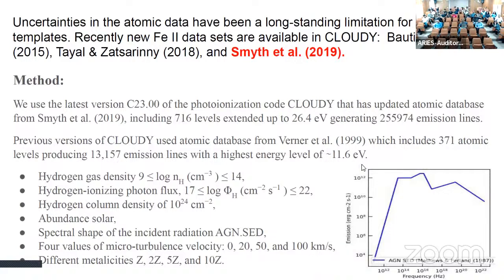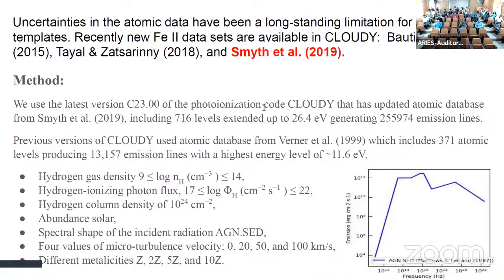But recently, there are three different databases available. We use the Smith et al. database in Cloudy, which is the default database there, because it has energy up to 26.4 electron volts and so many emission lines. It's the latest atomic database. So what we are trying here is to use the latest atomic database to produce theoretical templates for Fe2.